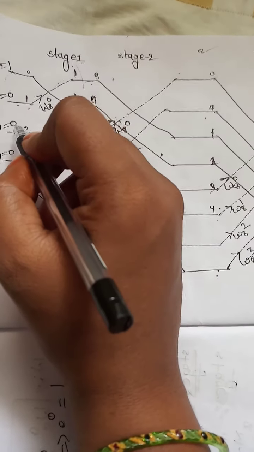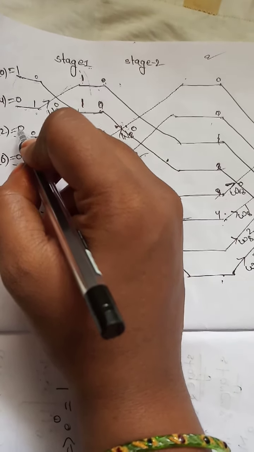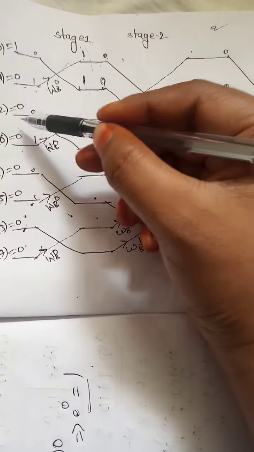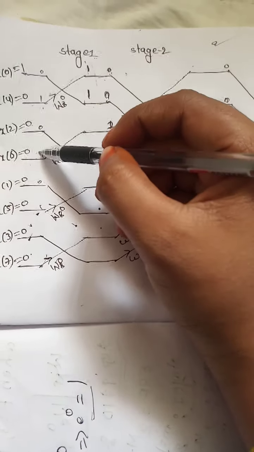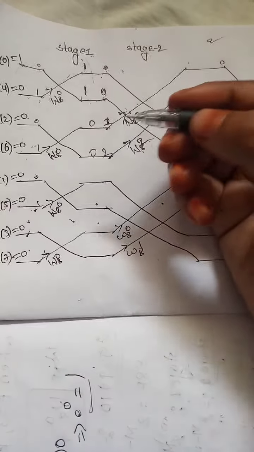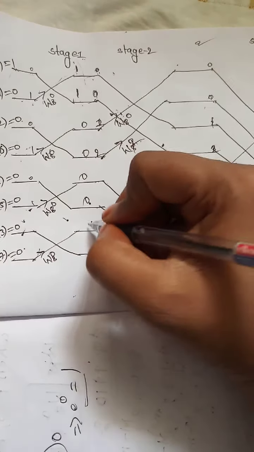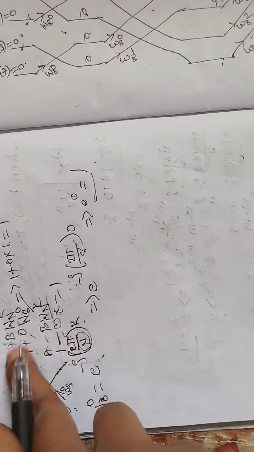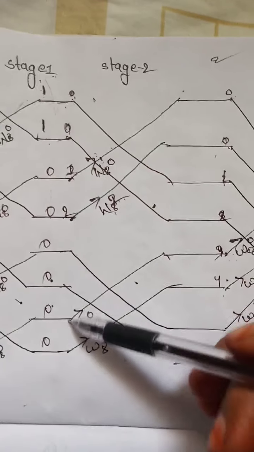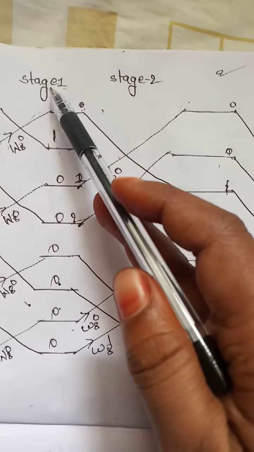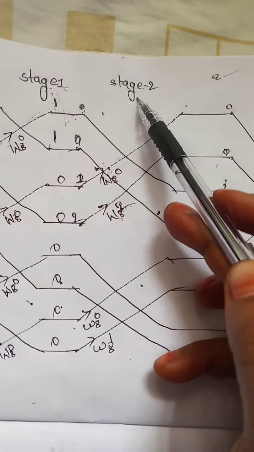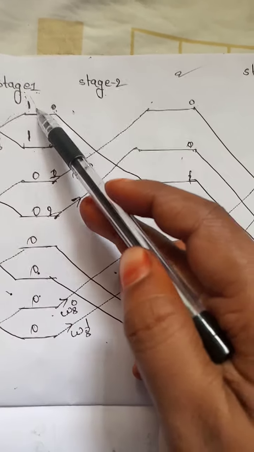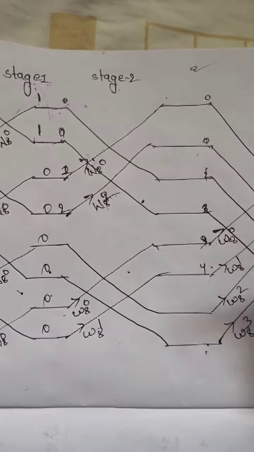Next, for the next butterfly in stage 1, these two inputs are 0 0 and the outputs are also 0 0. You can find the outputs by using these two formulas. So these are the outputs for stage 1. Stage 1 outputs are given as the inputs for stage 2. So here 1 1 0 0 0.